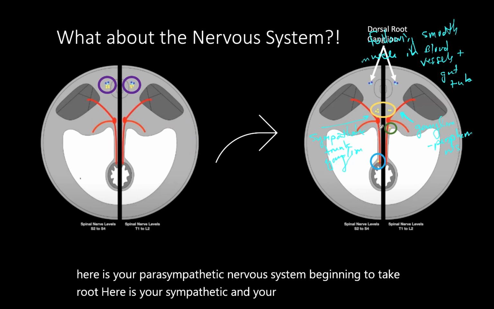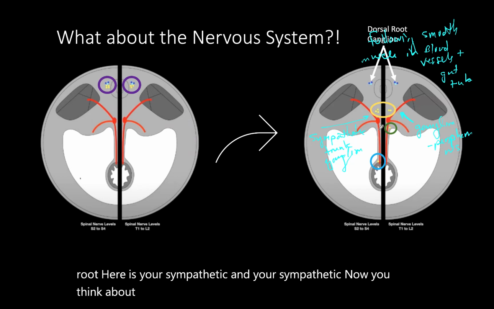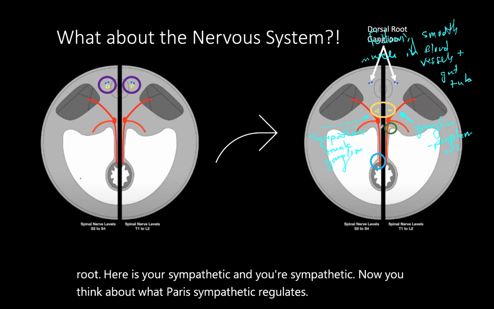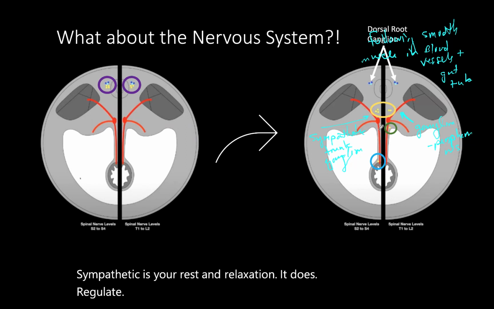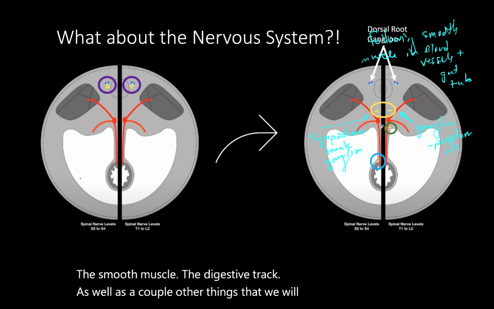Right? Think about what parasympathetic regulates. Parasympathetic is your rest and relaxation. It does regulate the smooth muscle of the digestive tract, as well as a couple other things that we will also be taking a look at.